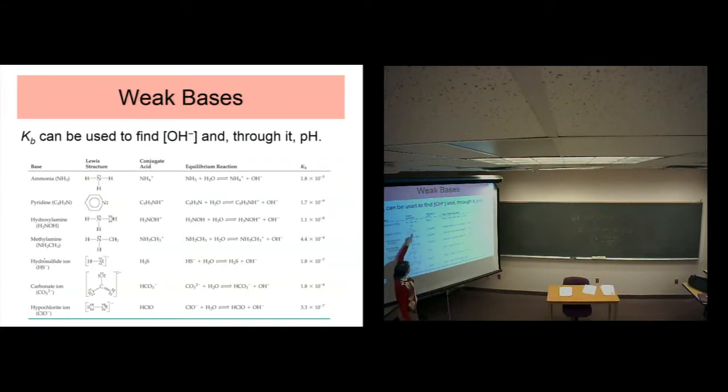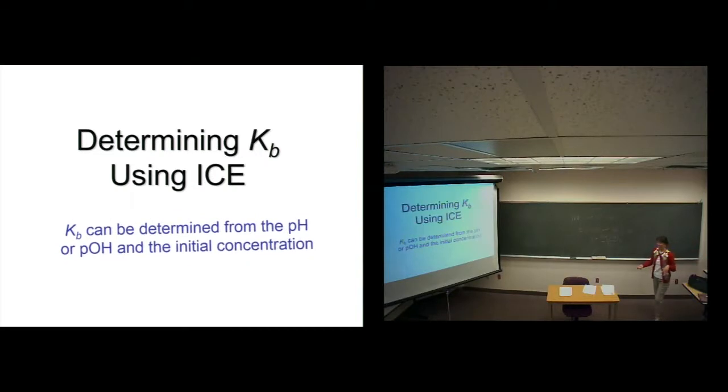And we can write our Kb expression just like we did for Ka. And then we can do the whole thing all over again, this time with Kb. More ICE table reviews. Awesome. Okay, well, we will work on that after the break. How about that?